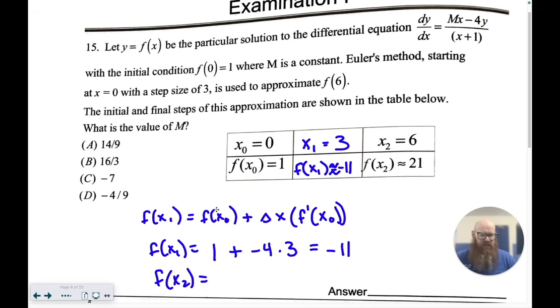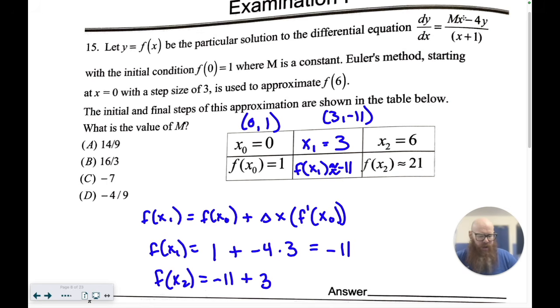Okay. So then when I want to do f of x sub 2, well, that's just going to increment. So this is now f of x sub 1, which is negative 11. Plus delta x, which is still 3. I did these out of order, I realized that. And then f prime of x sub 1. Well, the point at x sub 1 is really 3. So this really represents 3 comma negative 11, right? This one represented 0, 1. So I'm going to sub those in here.